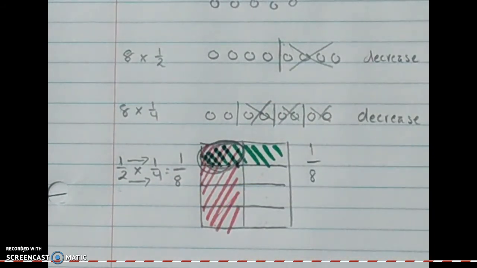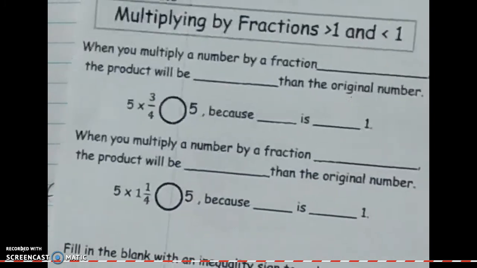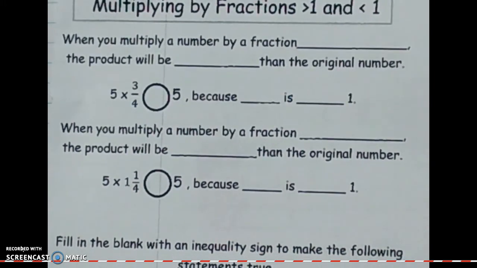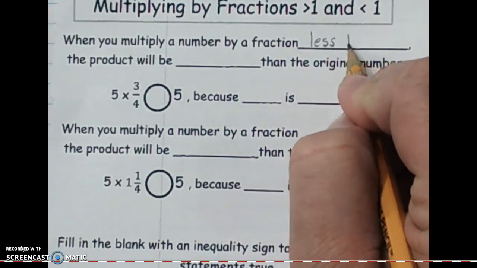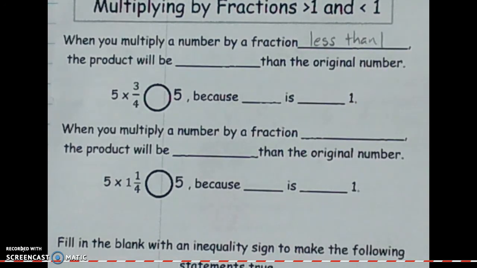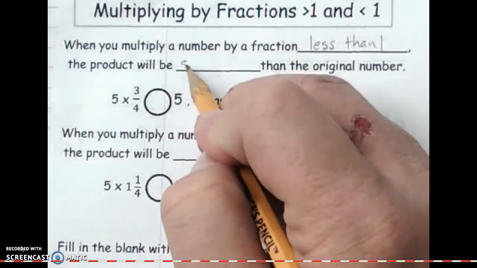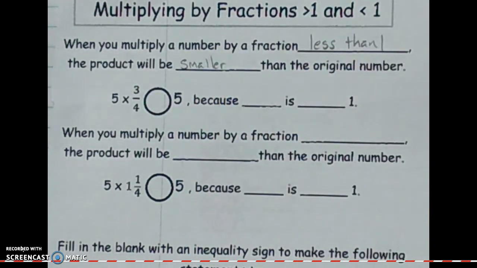We're going to look at the half page. This says multiplying by fractions greater than 1 and less than 1. And we're going to go through this fairly quickly. When you multiply a number by a fraction, this blank should say less than 1. The product will always be smaller than the original number.